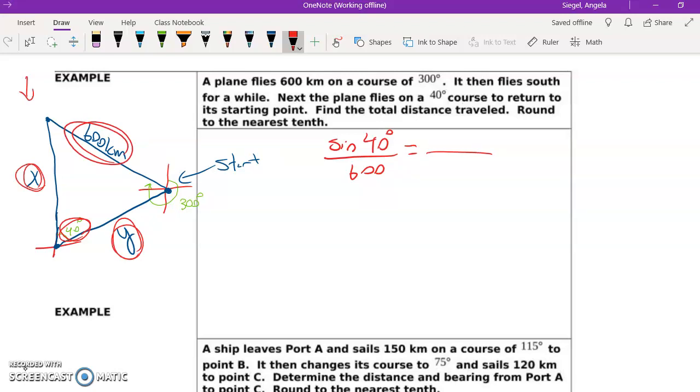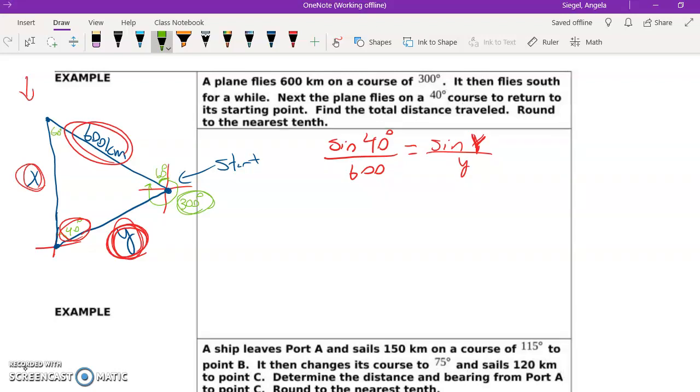We need to solve for x and y, so it doesn't really matter what we're going to do first. I think that the y is going to be easier to solve. Sorry, trying to make a capital Y. And I'll show you why in a second. So if we look at this, right here, if this is 300, this is 60 degrees, right? So we're going to use our alternate interior angles.